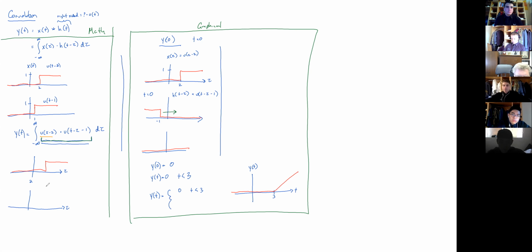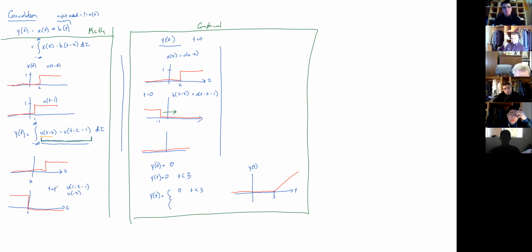So let's give ourselves a non-zero value of t. Let's let t equal 1 just to see what it looks like. And if we do that, it gets complicated, right? U of 1 minus tau minus 1. Luckily the 1 minus 1 cancels, and now we're just left with u of minus tau. And now we can see that it looks like this. In general, if we were to allow t to be anything, it would go like this.